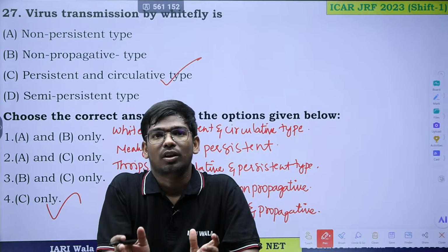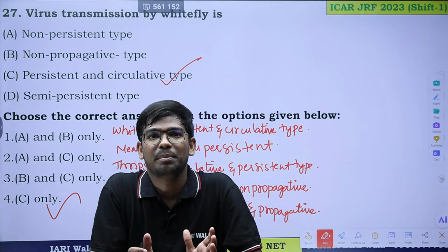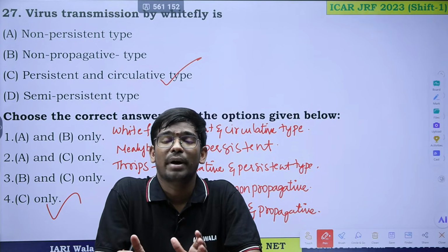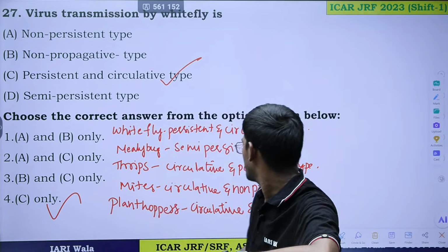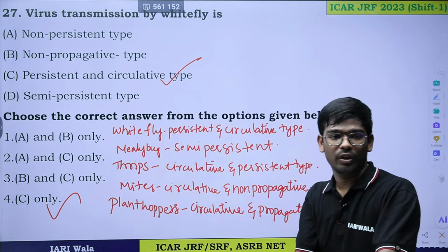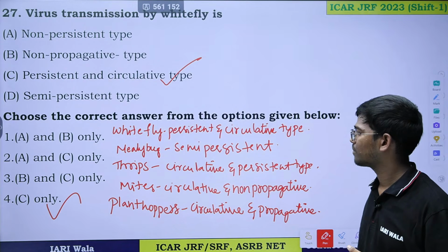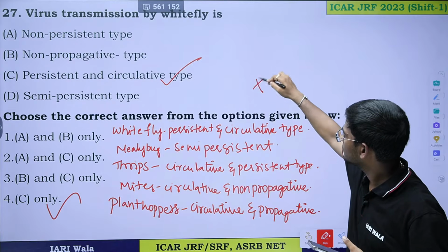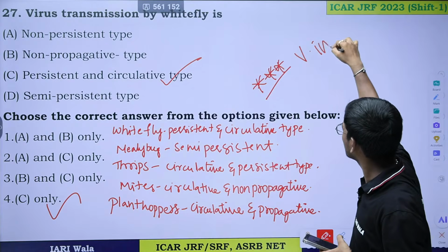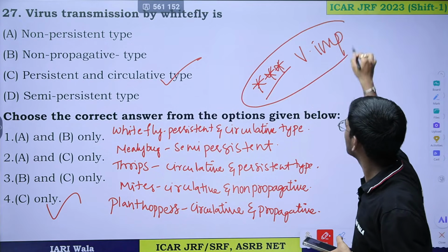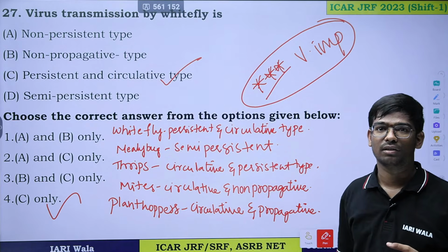So it's important. Whitefly is persistent circulative, mealybug is semi-persistent, thrips are persistent type and circulative, mites are circulative but non-propagative. So such things are important. If anybody wants to take a screenshot, they can take it. These terms are very important.